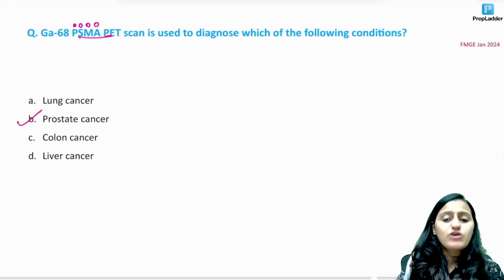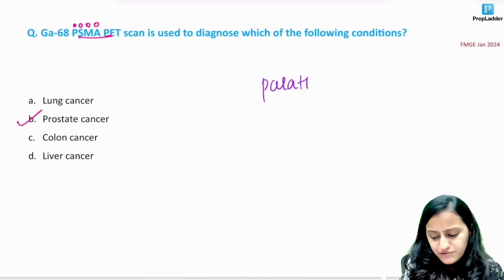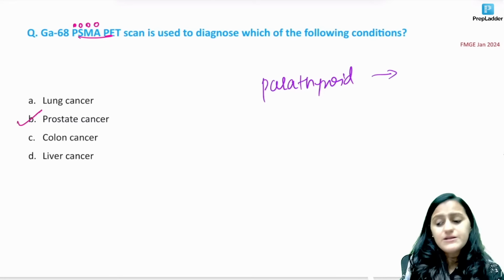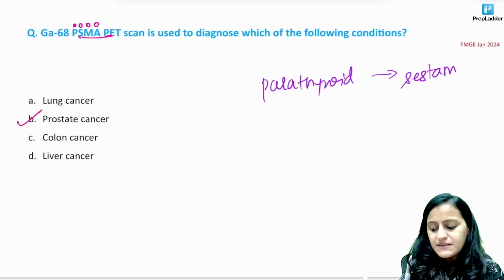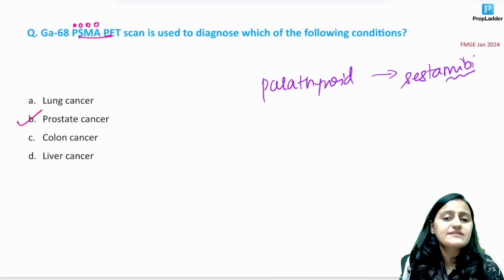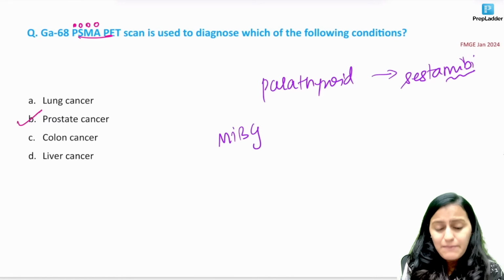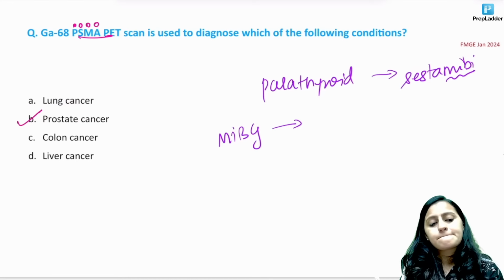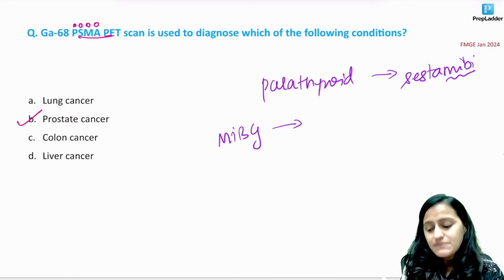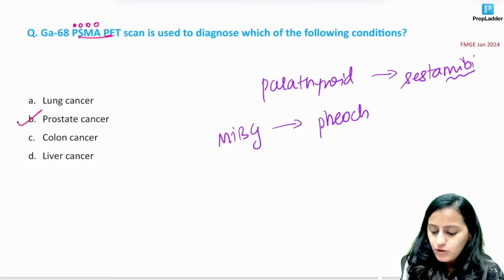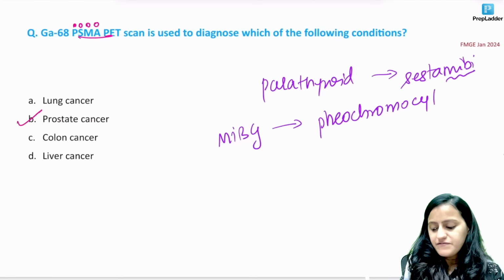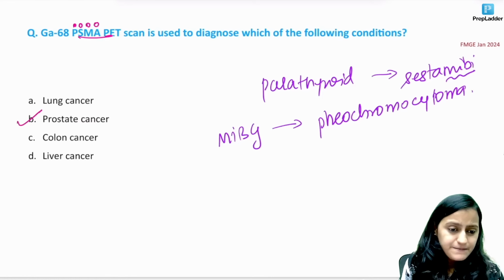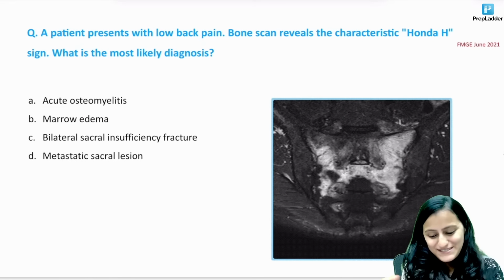PSMA is for prostate. What scan do you use for parathyroid? Very, very important. It is the sestamibi scan. Okay, that is MIBI scan for parathyroid. And MIBG is for, not MIBI but MIBG. What is MIBG for? MIBG is for pheochromocytoma. Okay, that is for pheochromocytoma. Correct. Correct, Saida. Great.